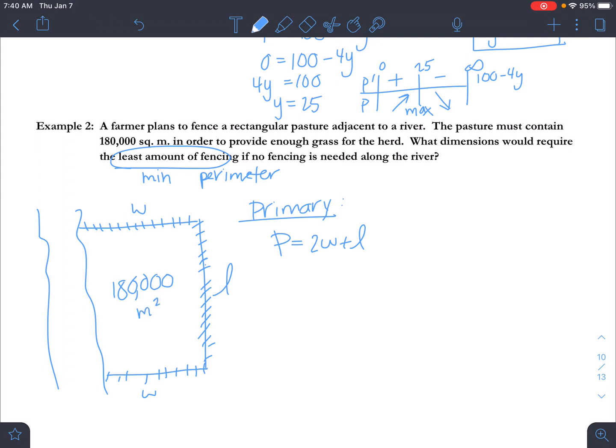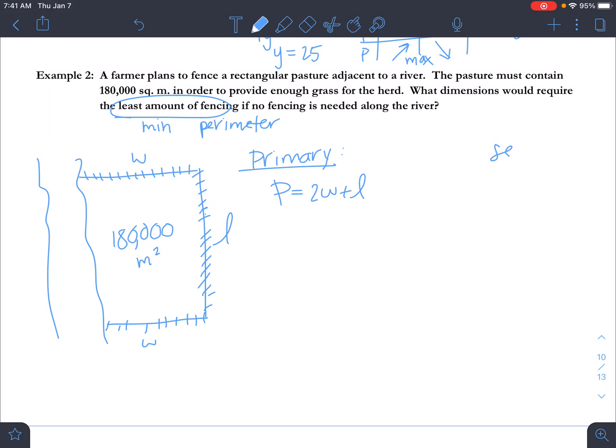That's the area, right? So that's going to come up as our secondary equation, because if you take a look, this is great. You did a good job so far, but it has 2 variables on this side, and so not really the easiest thing to take a derivative of. So let's try to get it down to 1 variable. So we're going to use a secondary equation, okay?